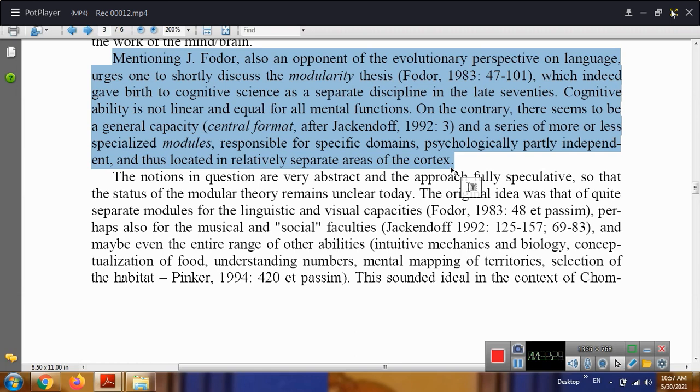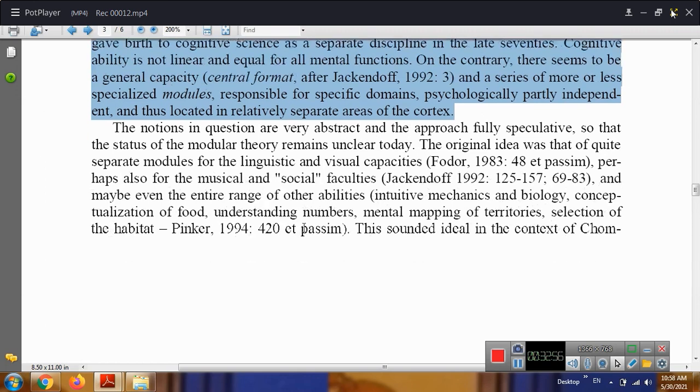Cognitive ability is not linear and equal for all mental functions. On the contrary, there seems to be a general capacity, a central format after Jackendoff in 1992, and a series of more or less specialized modules responsible for specific domains, psychologically partly independent, and thus located in relatively separate areas of the cortex.